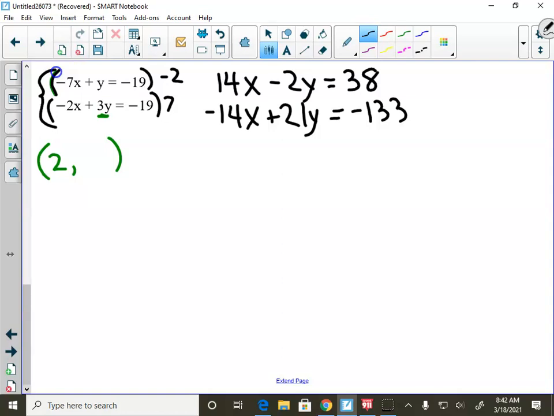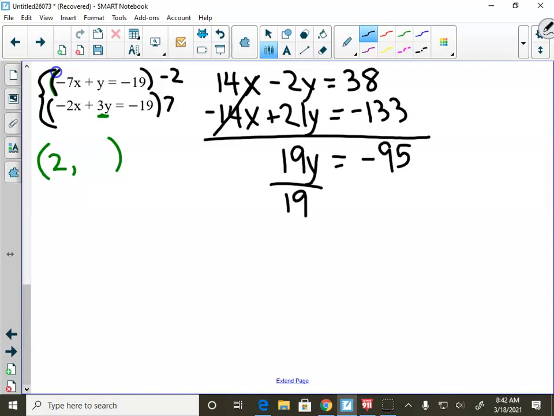Okay, so now let's put them together and see what we get. Well, hopefully you could see that our x term is going to eliminate, right? So that's going to go away. Then we're going to end up with 19y, right? Negative 2 plus 21 is 19y. And then I have 38 minus 133, which is negative 95. And then divide both sides by 19. So y is going to be equal to negative 5. So our solution to our system is 2 and negative 5.